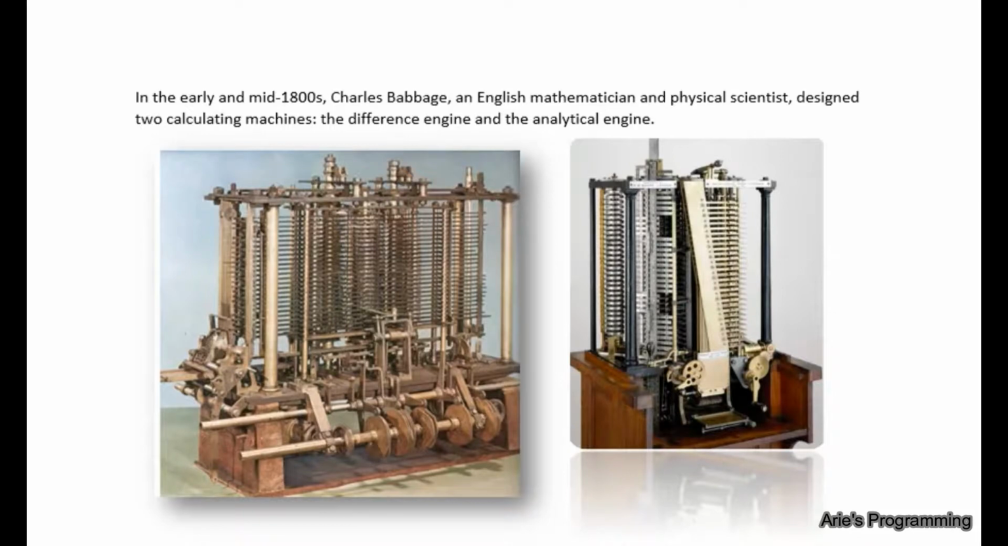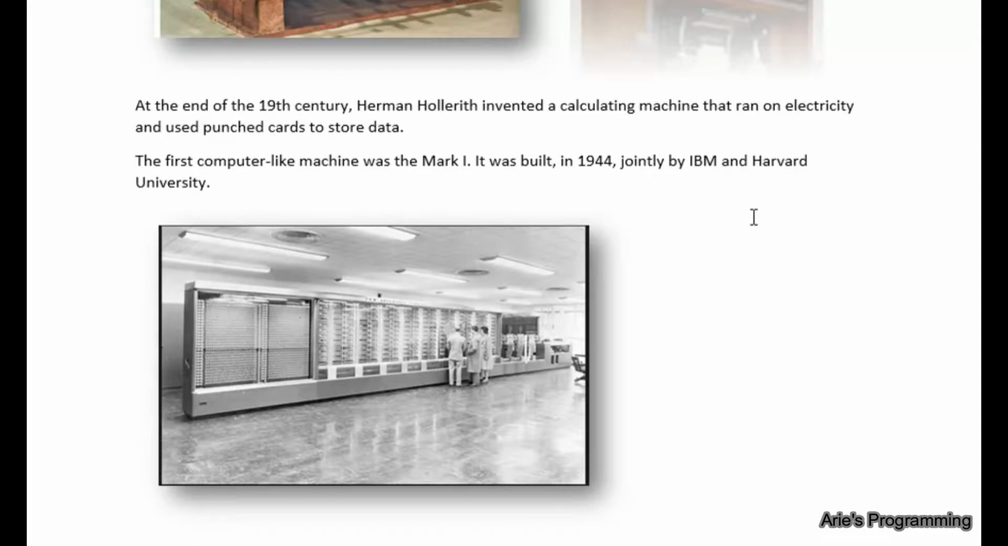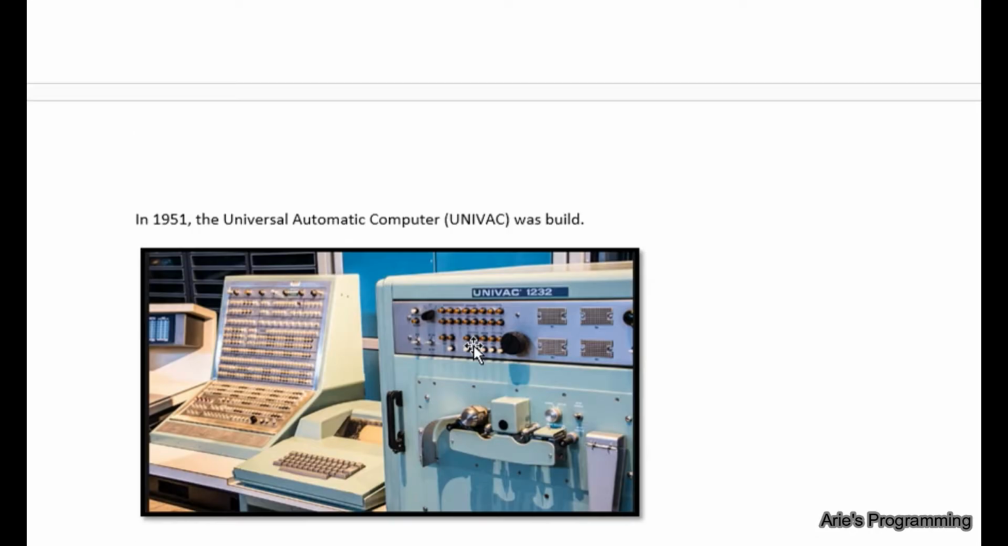Then in the 18th century, two devices were invented: the difference engine and the analytical engine. You can see them in the picture. Then in the 19th century, another calculating machine was invented, but it used electricity to run and used punch cards to store its data. The first computer-like machine was Mark I, jointly invented by Harvard University and IBM.